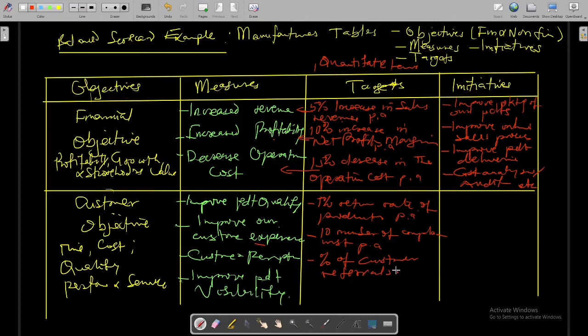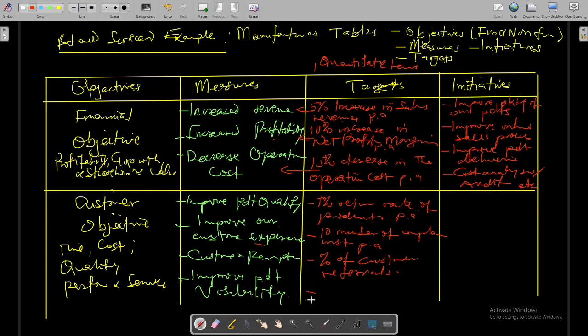Now let me explain this. Percentage of customer referrals. If a customer perceives your product or service as good, then that customer will be able to refer another customer to your company. If his perception about your product is bad, he will direct other customers to a different place. Okay? So if you want customers' perception, then the number of customers' referrals can be used as a measure or as a target to measure customer perception.